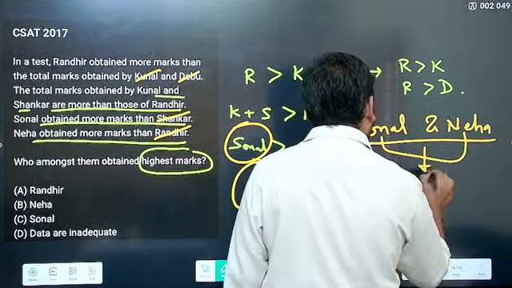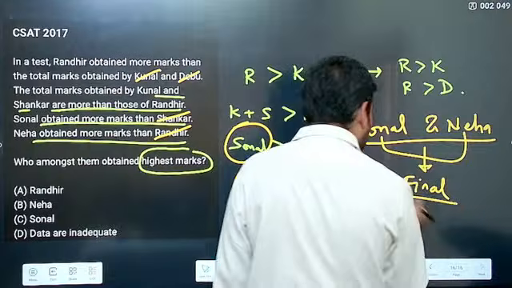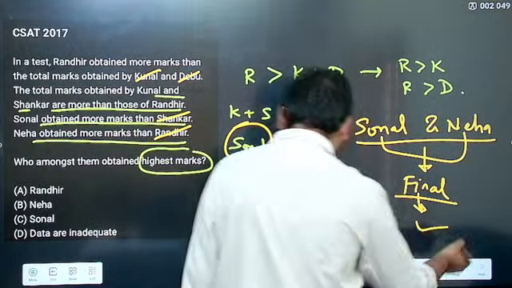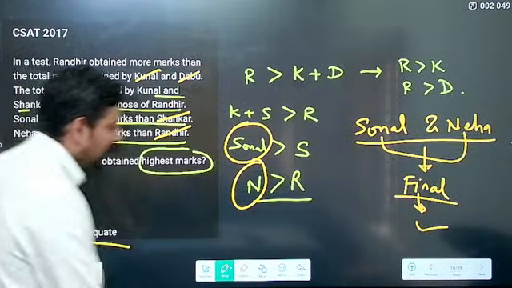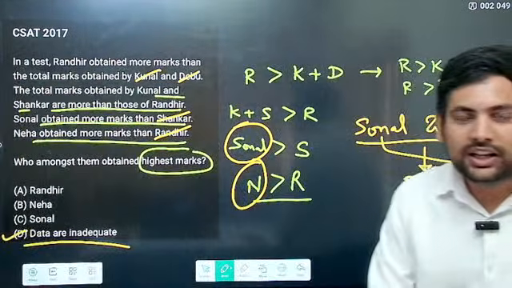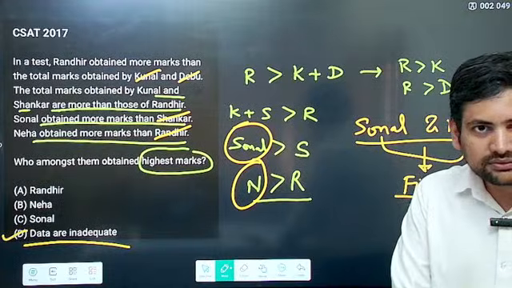Then when they go towards the final, which is not given in the question, only then can you tell which one got the highest marks. But the final has not happened yet. So right now the data is inadequate. Understood? Simple.